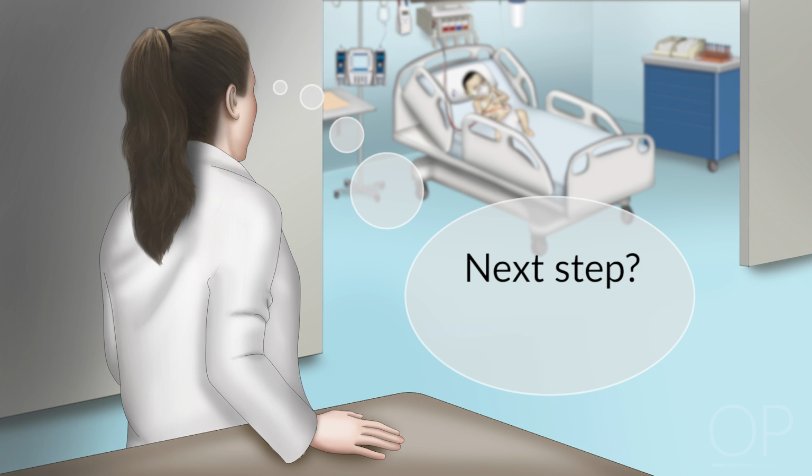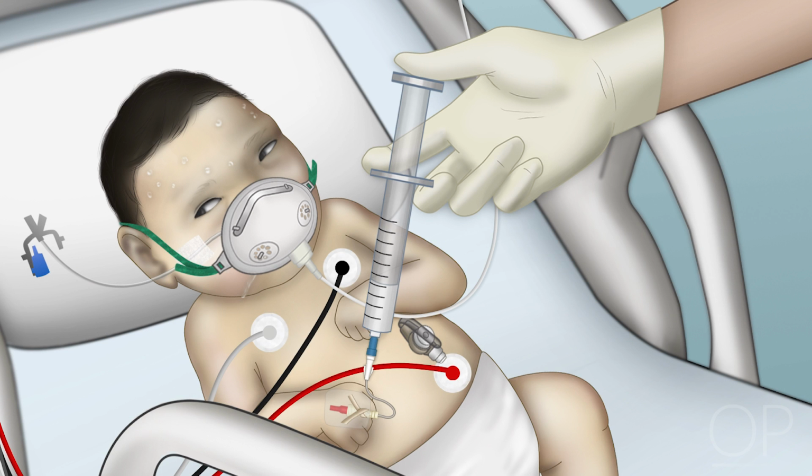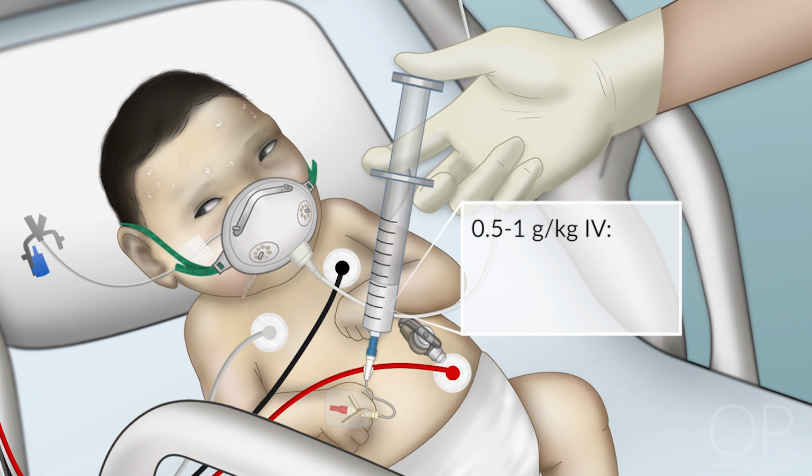The next step you should take, administer a dextrose bolus. The recommended doses are 0.5 to 1 gram per kilo IV. If you're giving D25, you give 2 to 4 mLs per kilo. If you're giving D10, the recommended dose is 5 to 10 mLs per kilo.